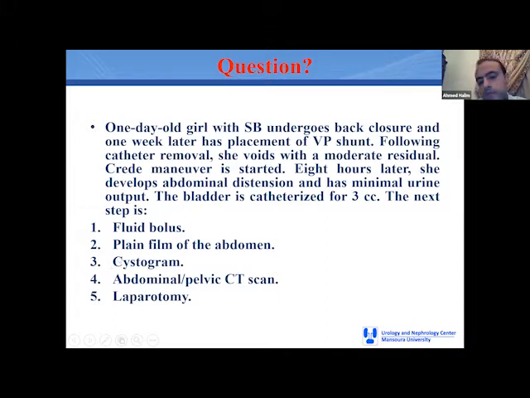So the best answer for this question is cystogram to diagnose bladder rupture. So the lesson here is try to avoid the Credé maneuver.